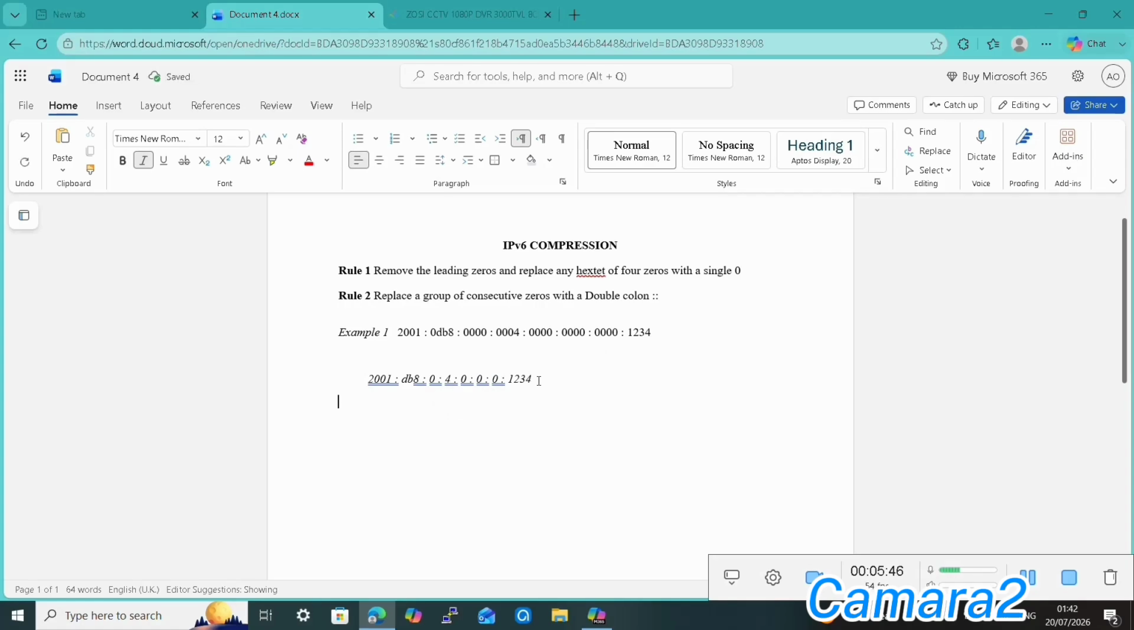Now let's go to rule number 2. Rule number 2 says replace a group of consecutive zeros with a double colon, which is this sign here. When you say a group of consecutive zeros, for this instance, these three, all these are 0, all these are 0, all these are 0. So to shorten it further, we are not going to write all these zeros, but we will just write a double colon. To do that, let's carry on.